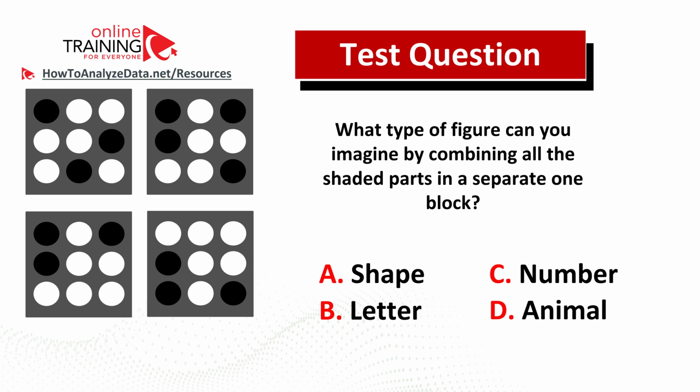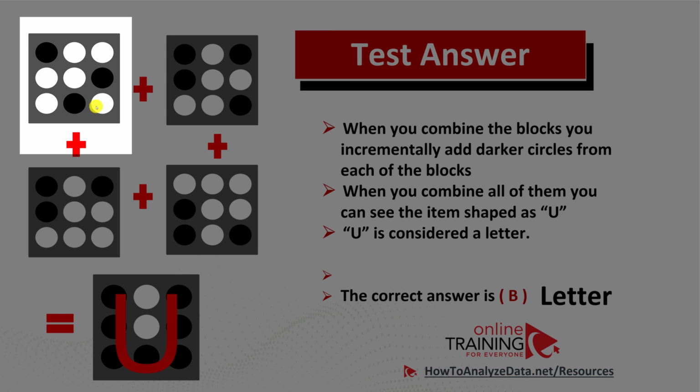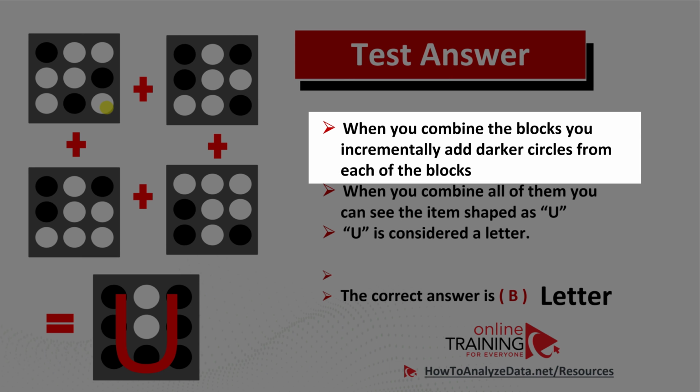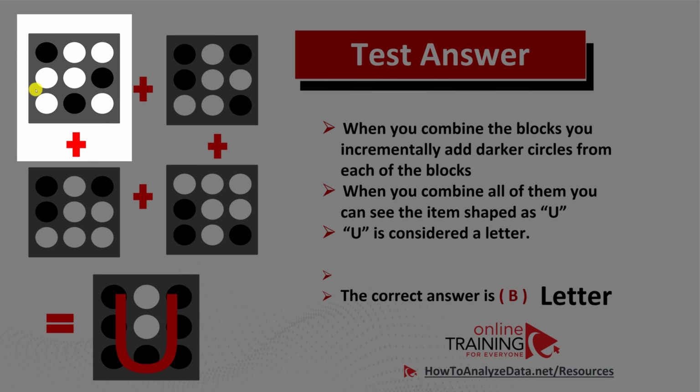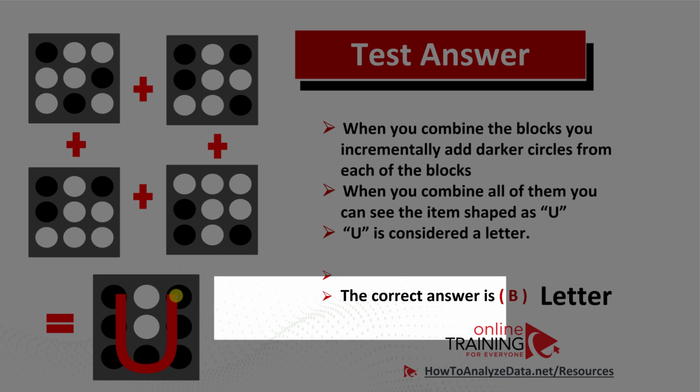Did you come up with the answer? Let's see how we can solve this challenge and get to the solution together. The tricky part here is combining all 4 blocks in your memory and using your imagination to come up with the final answer. But when you combine the blocks incrementally, you add darker circles into one single image. And the final image here in the sequence represents all darker circles added into one image. And as you can see, the shape of the darker circles represents the letter U. So the correct answer here is choice B, letter.